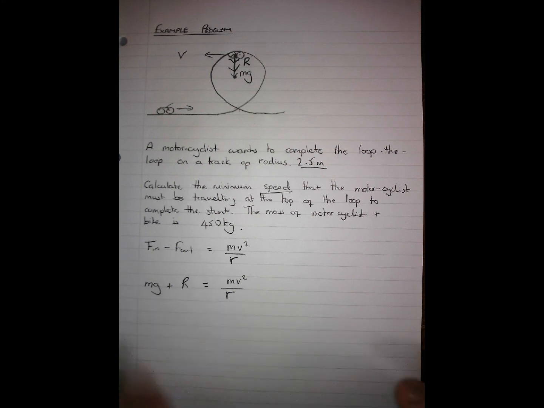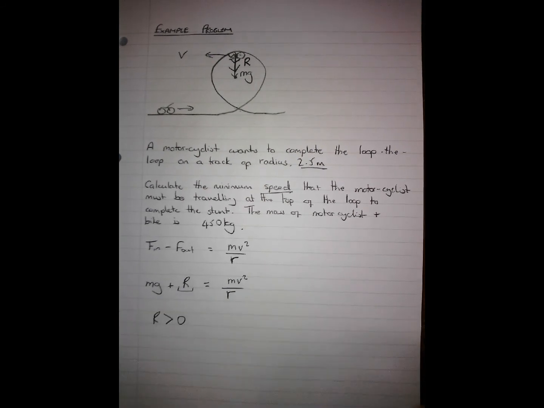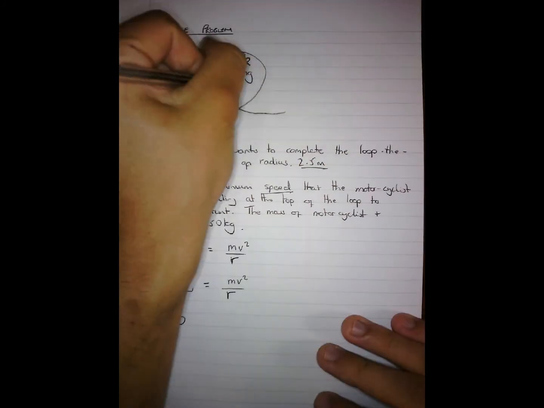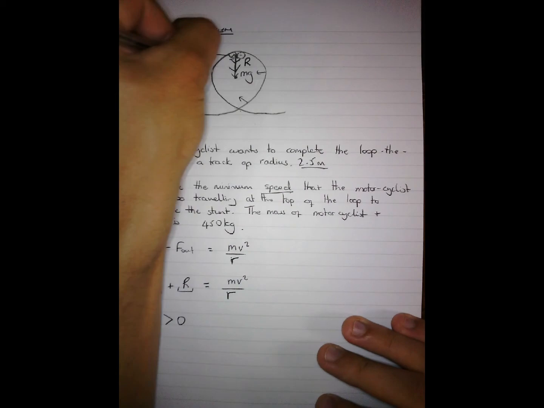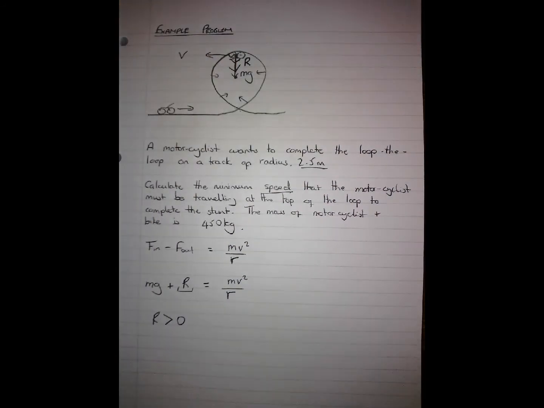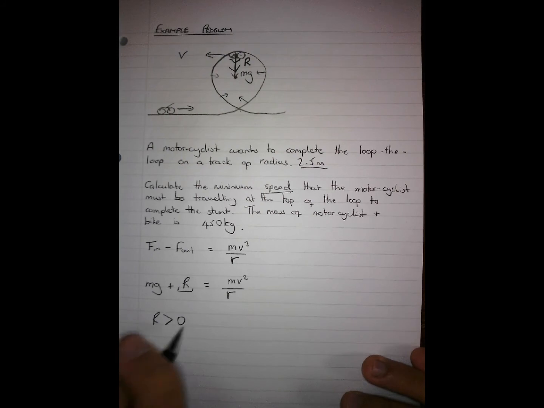So what does that mean? That means that this reaction force has always got to be positive. This R must always be greater than 0. Why is that the case? Because this reaction force here, no matter where you are on the track, must always act towards the centre of the circle. That reaction force can't act to pull the motorcyclist back up on the circuit. So that R has got to be greater than 0.